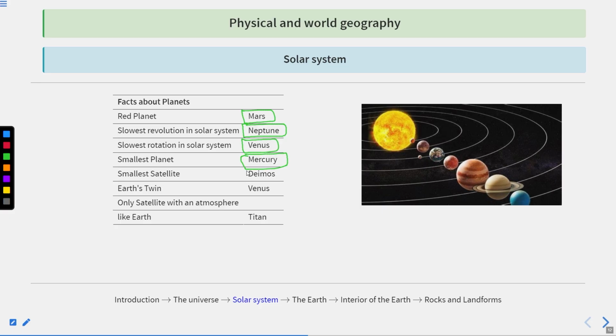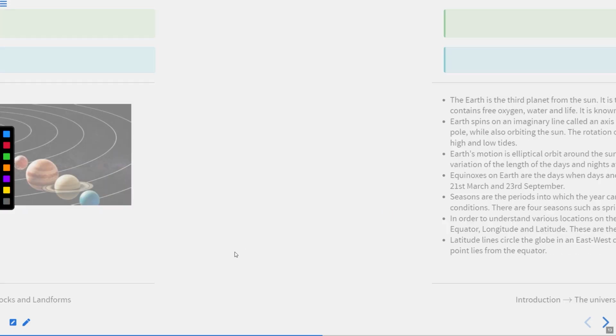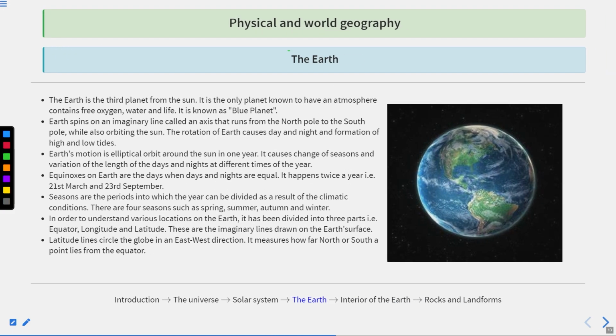Smallest planet, Mercury. Smallest satellite, Deimos. Earth's twin, Venus. Only satellite with an atmosphere like Earth, Titan. Now we have the Earth to discuss.